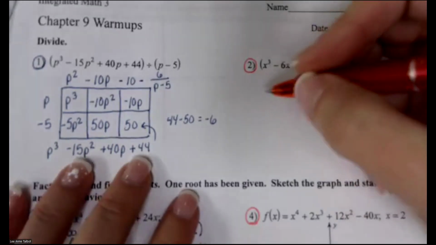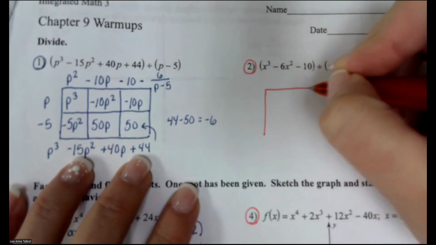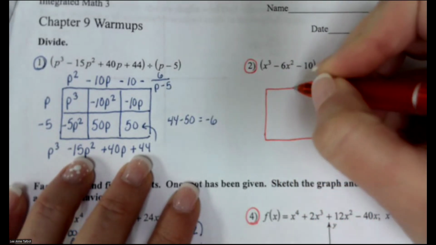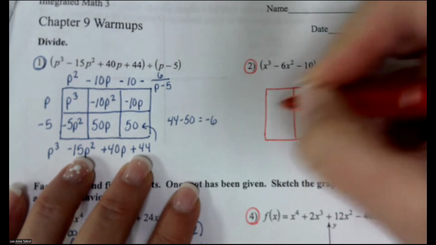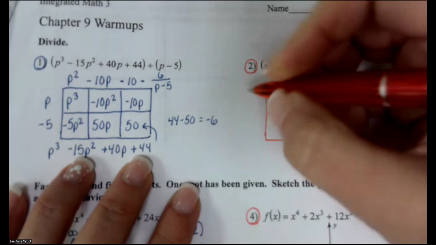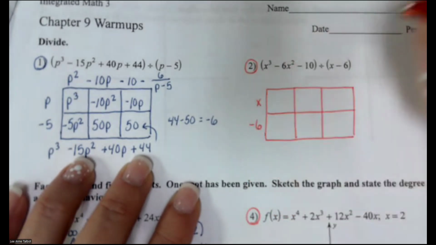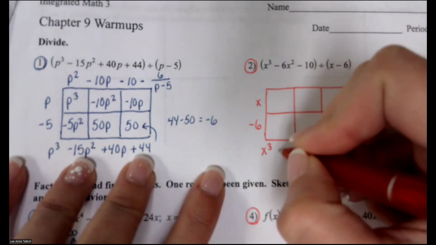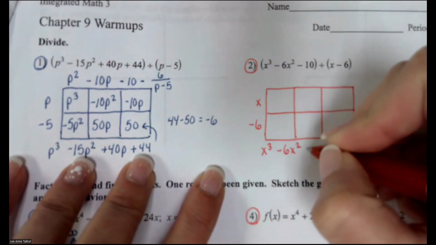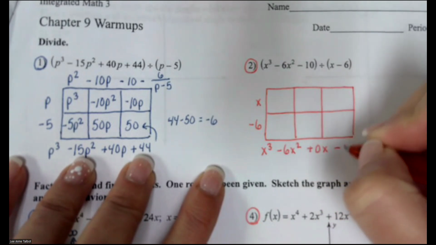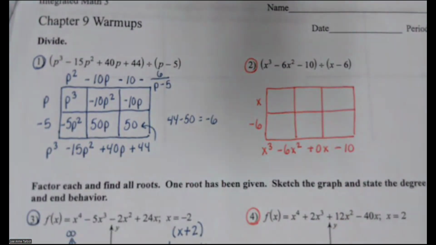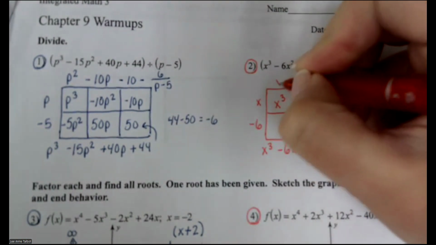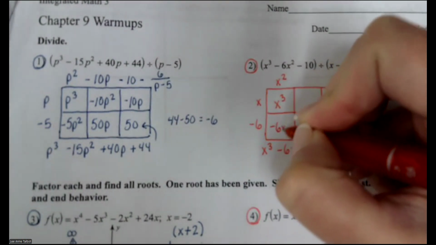Smart. Okay. 3 by 2. Do you guys, when you were doing this one, did you notice that there's a term missing? Did anyone notice there was a term missing? Okay. So x cubed minus 6x squared plus 0x minus 10. Okay. X cubed, x squared, negative 6x squared.